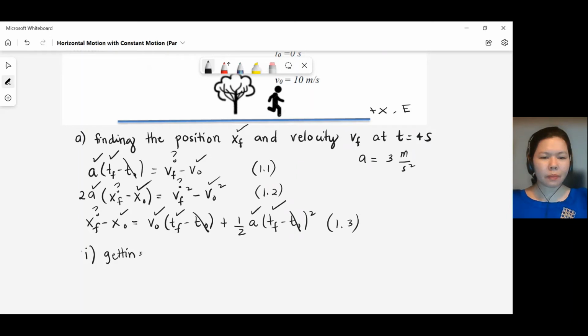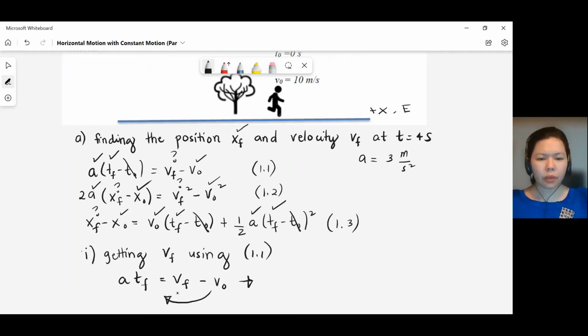Getting VF using 1.1. We have A TF equals V final minus V initial. We transpose, we place negative VO to the left side of the equation, it becomes positive VO. Then you copy the plus ATF equals V final.